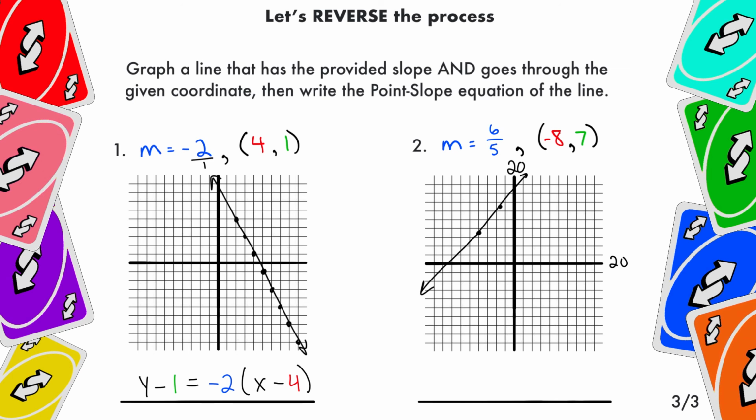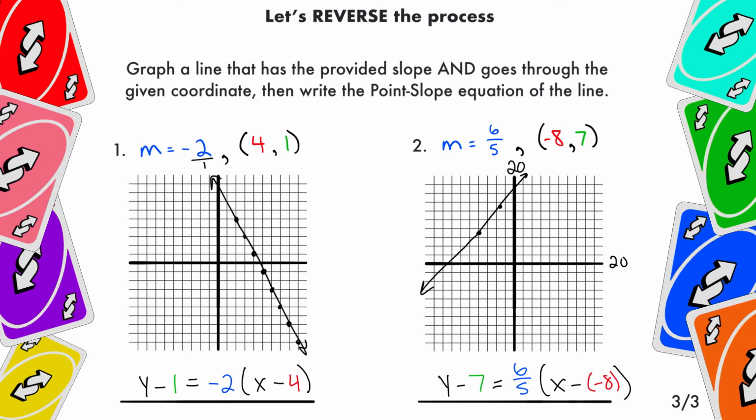Here's the other twist. Not much of a twist. I think you guys will be able to grasp it, but I still want to present it. Now I need to write the equation. It's going to be y minus the y value of my coordinate, which is the 7, equals the slope, which is 6 over 5, times the quantity of x minus the x value of my coordinate, which is negative 8.